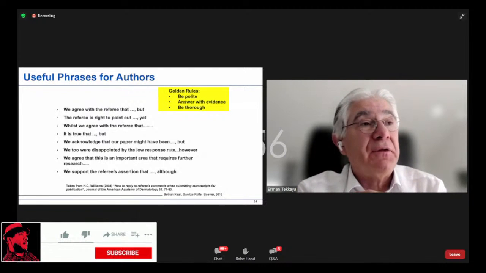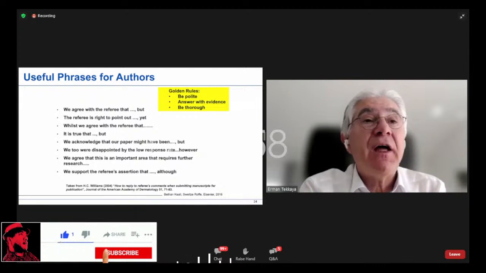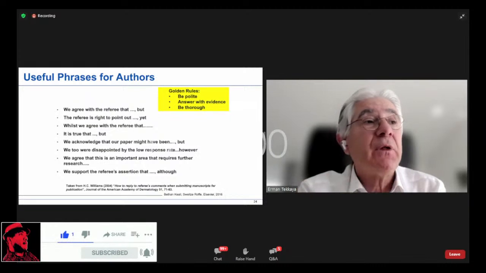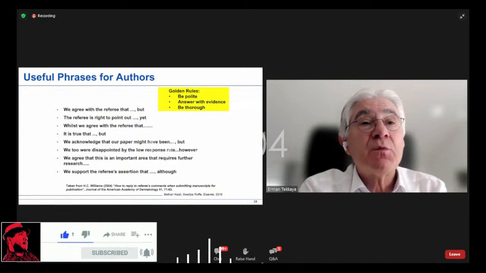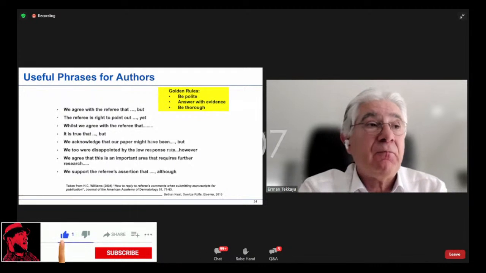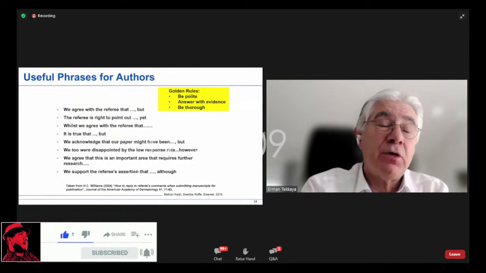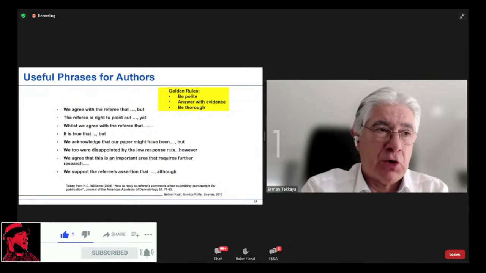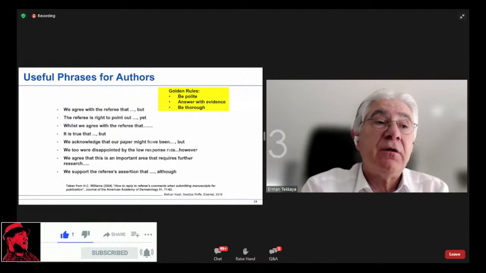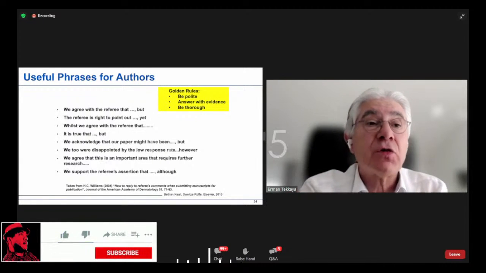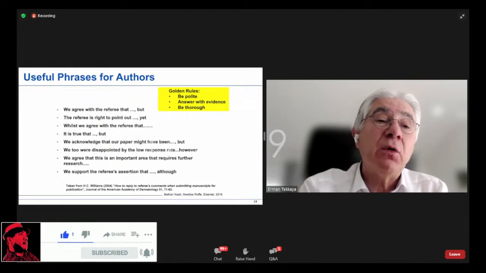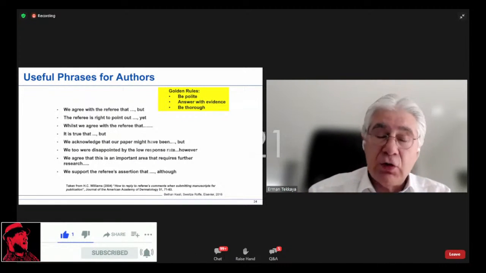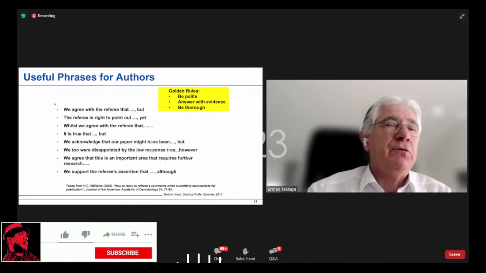It's true that, but. We acknowledge that our paper might have been, but. We too were disappointed by the low response rate. However, we agree that it is an important area that requires further research. We support the referee's assertion that, although, and then you can give your criticism. So that's the way you should handle the reviewers.